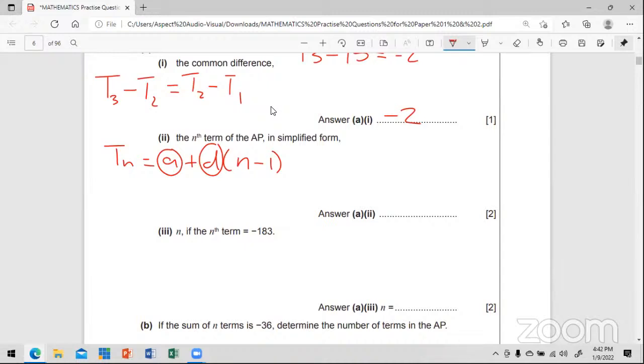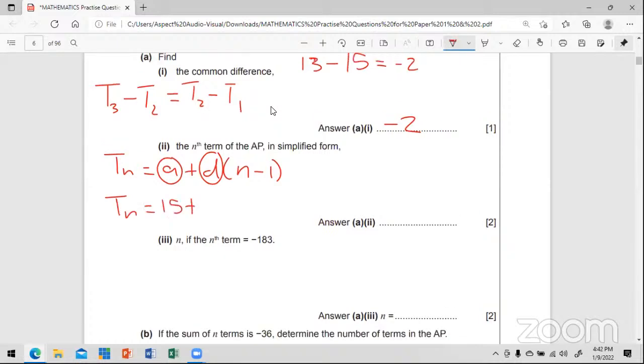Okay? So therefore, Cn is going to be what? What is your first term? Your first term is 15, okay? 15 plus, what is your common difference? It's actually -2, isn't it? So it's basically -2(n minus 1). So you remove the bracket, it will be 15 minus 2n plus 2, this times that you get this, and then this times that it gives you what? So 15 plus 2 is what? 17, isn't it?